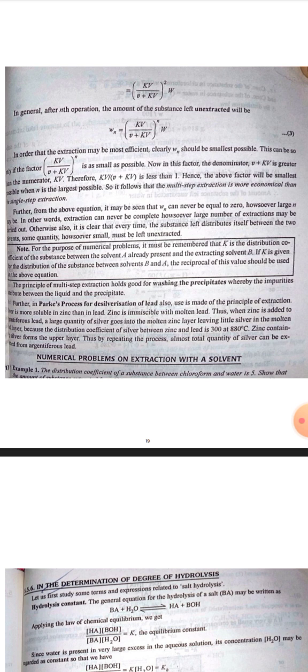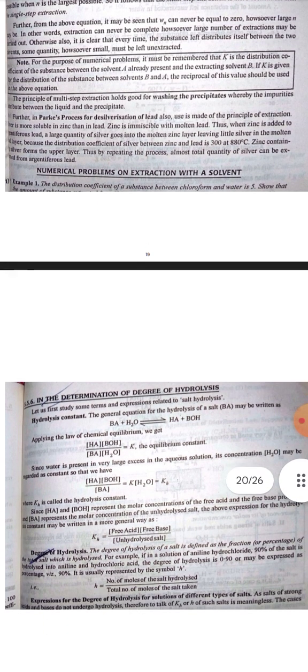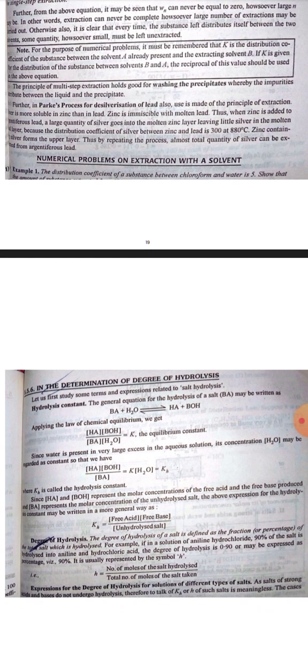The principle of multi-step extraction holds good for washing precipitates, where the impurities distribute between the liquid and the precipitate. Further, the Parkes process for the desilverisation of lead is also based on the principle of extraction. Silver is more soluble in zinc than in lead. Zinc is immiscible with molten lead, thus zinc is added to the lead. A large quantity of silver goes into the molten zinc layer, leaving little silver in the molten lead layer.